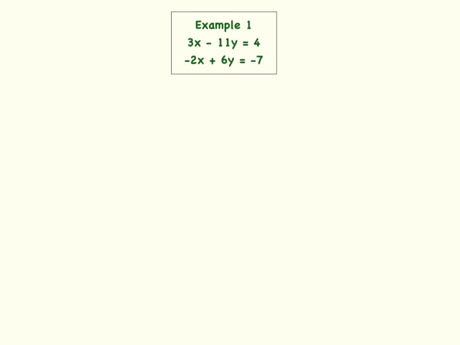In example 1, we're going to use 3x minus 11y equals 4 and negative 2x plus 6y equals negative 7. If you notice, both of these equations are in standard form, meaning we have a coefficient times x, and then minus a coefficient times y equals a constant. And the second one is the same way: coefficient times x plus a coefficient times y equals a constant.